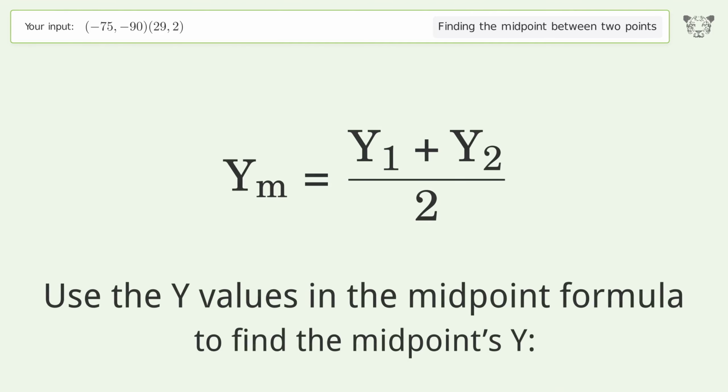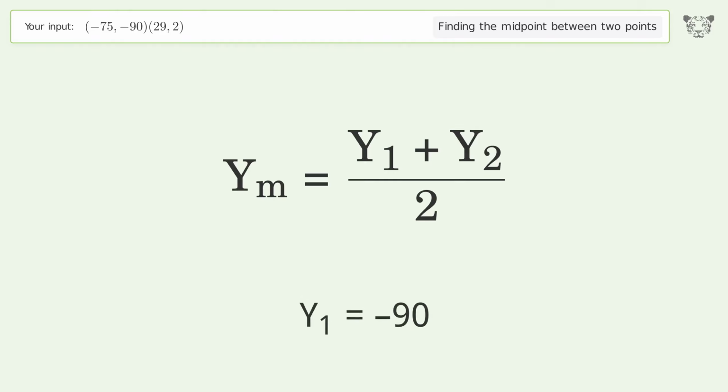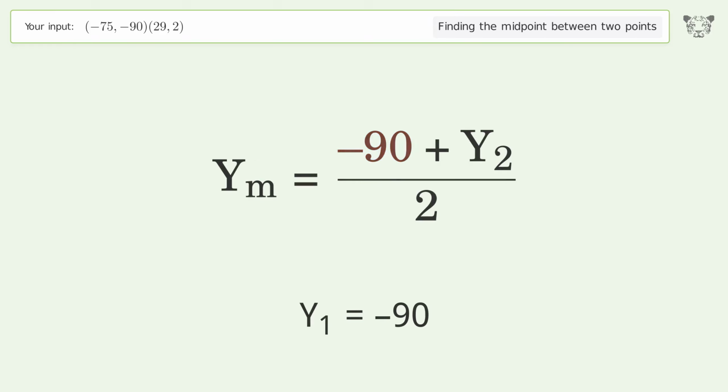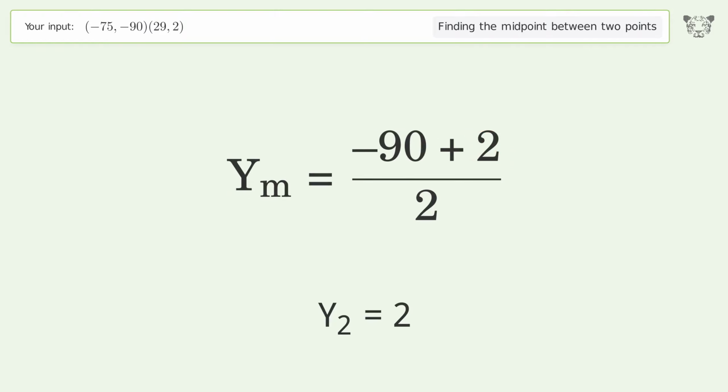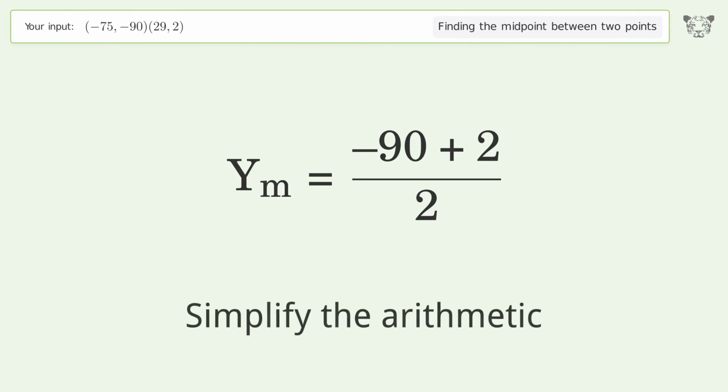Use the y values in the midpoint formula to find the midpoint's y. y1 equals -90. y2 equals 2. Simplify the arithmetic.